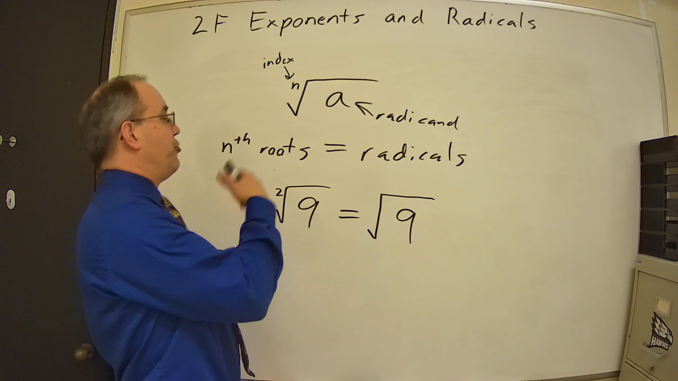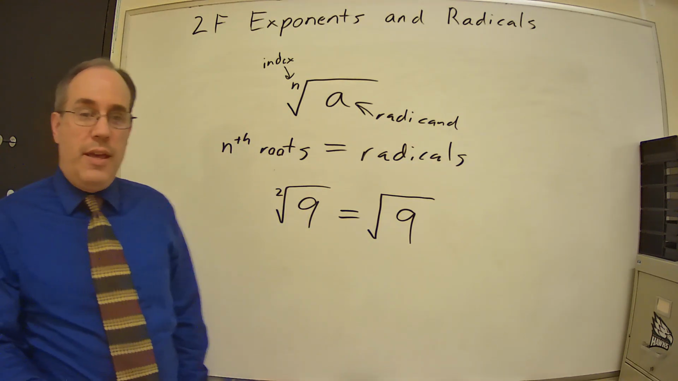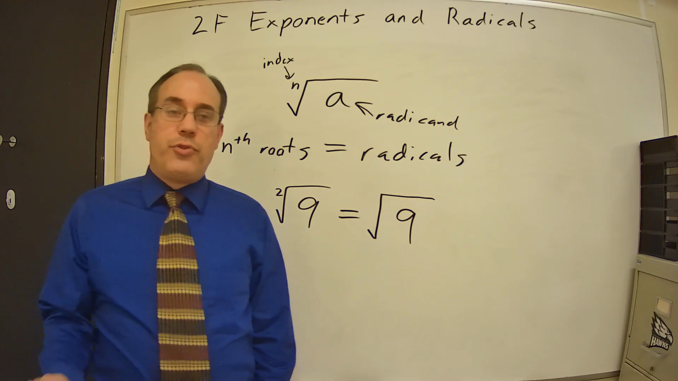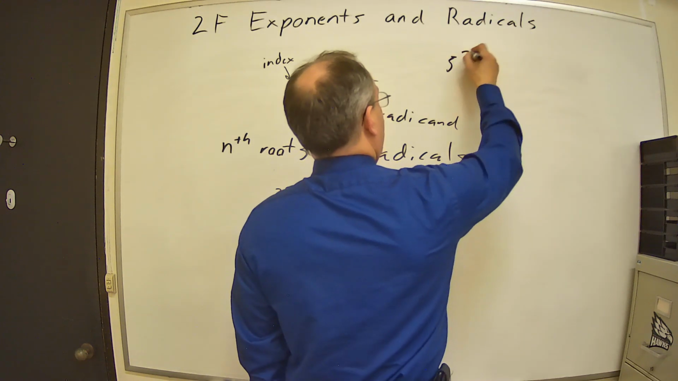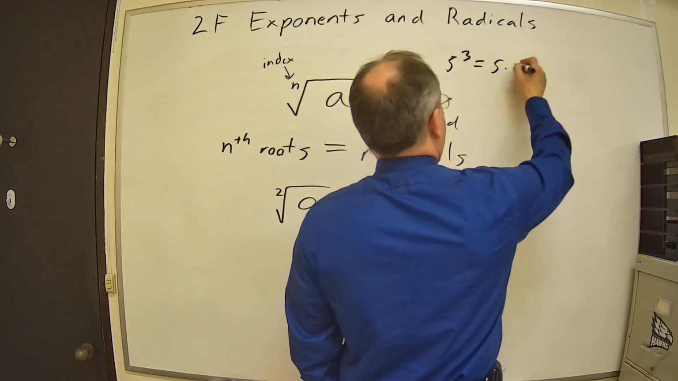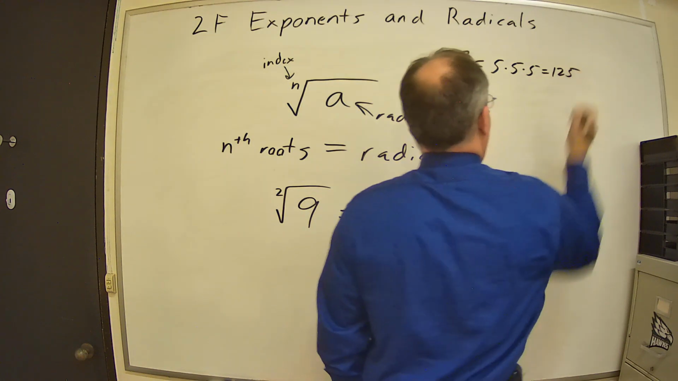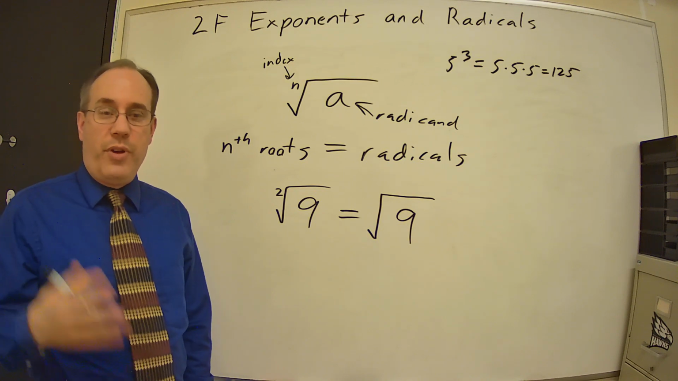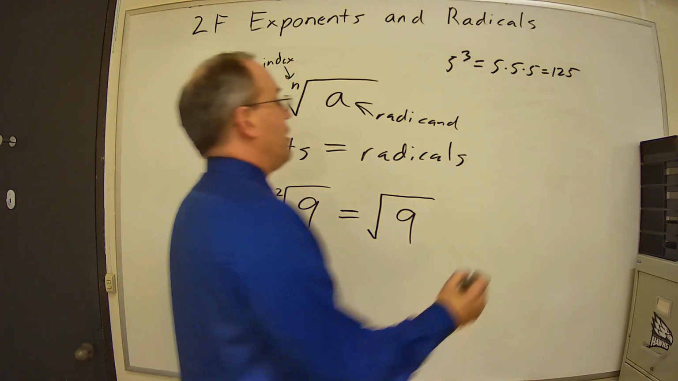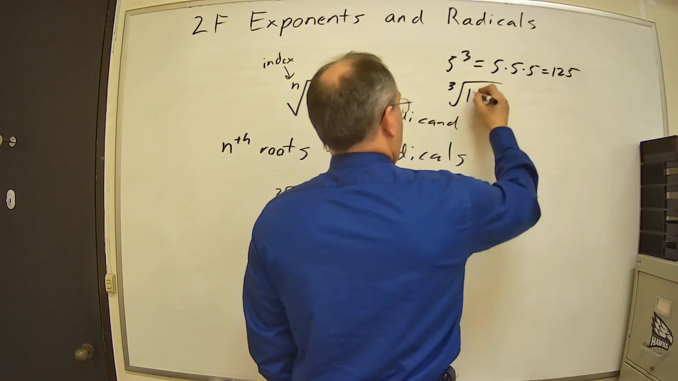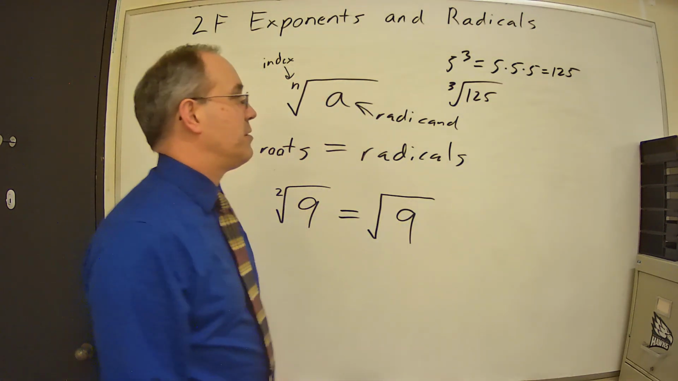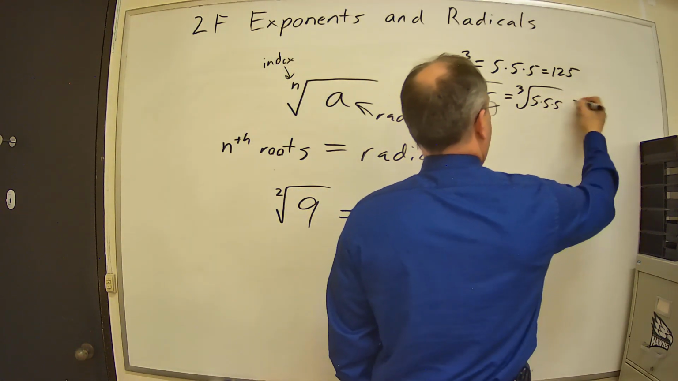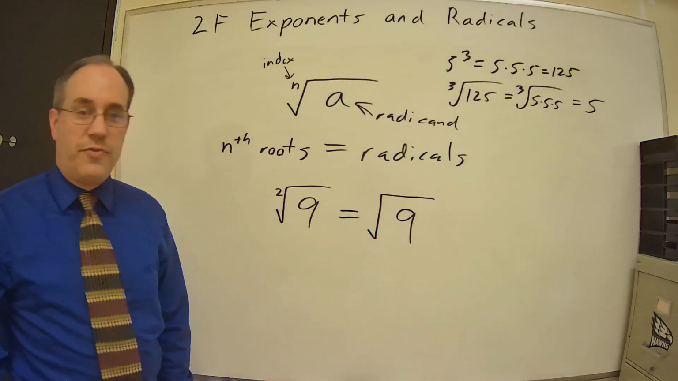Now what is a radical, or an nth root, doing? It's basically doing the opposite of exponents. If you took 5 and cubed it, then you went 5 times 5 times 5 is equal to 125. The radical, or the nth root, does the reverse of that operation. If I take the cubed root of 125, that's the cubed root of 5 times 5 times 5, which is 5.